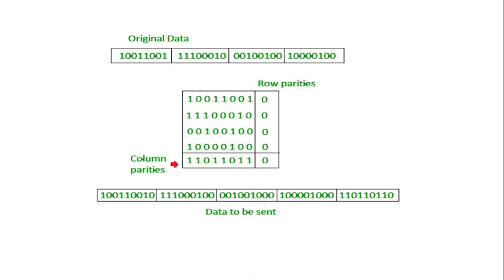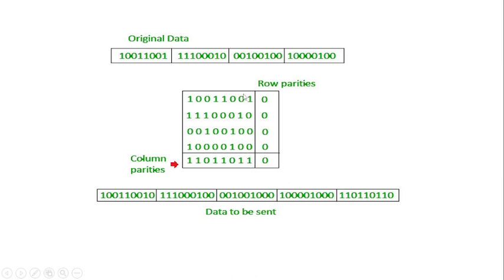You can see here there are 4 bytes of data. This is the first, this is second, this is third, and this is fourth. These 4 are going to be added. You can see here 1, 0, 0 and 0. There is only one 1, so the parity bit will be 1.